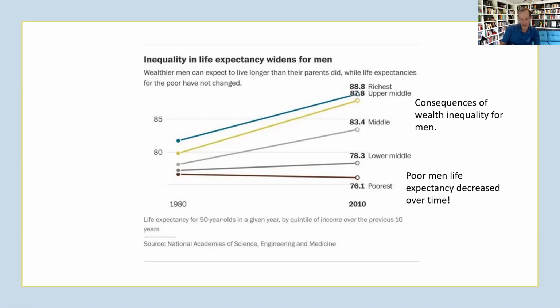Now, some of this has to do with health habits. Some of this has to do with alcohol and drug use. Actually, probably not alcohol use. Actually, rich people drink more. People with college degrees drink more too. But using opioids, I think that's one of the big categories here.